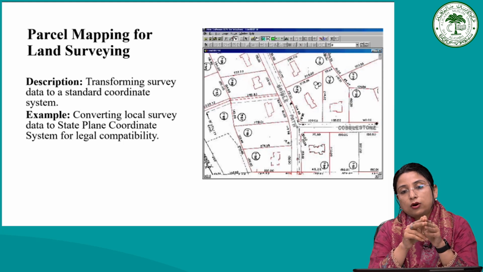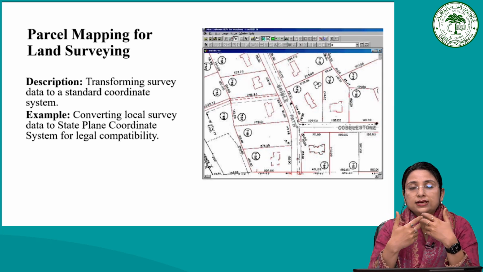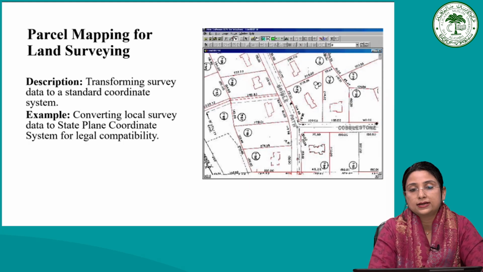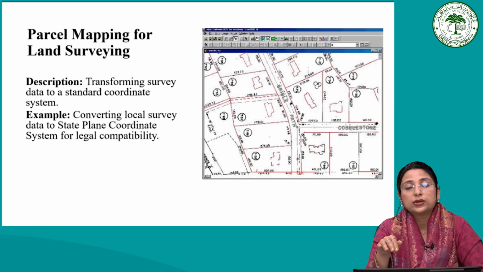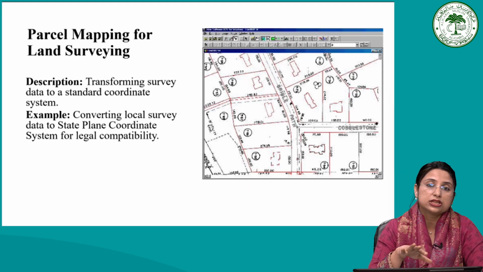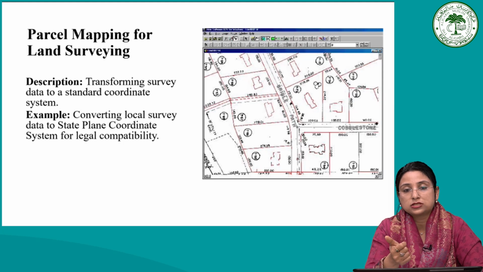So either it can be recorded through GPS or total stations, and then it is referenced to a local coordinate system, or survey control points. Now these measurements need to be transformed to a standard coordinate system in order to have better compatibility with the cadastral maps and property records or with GIS data sets. So transformation is a must.